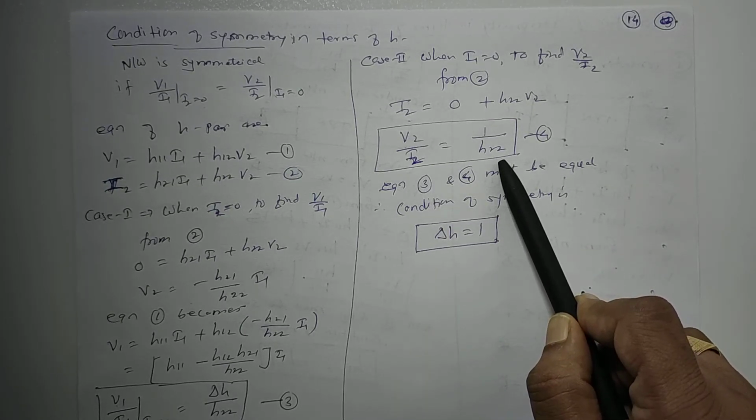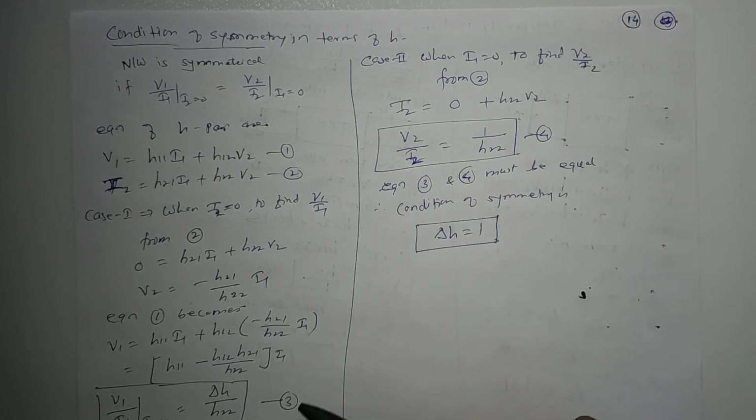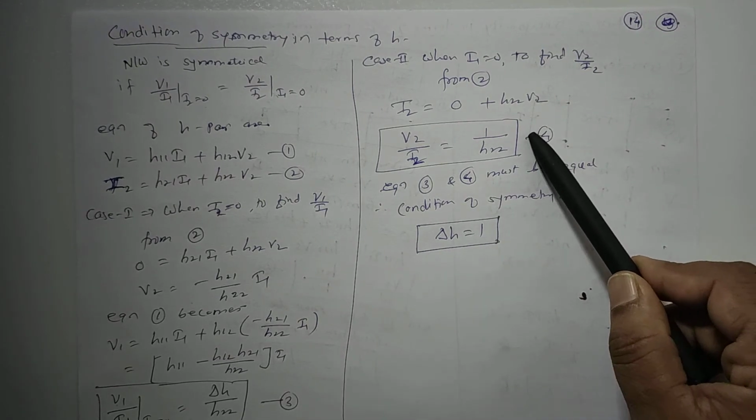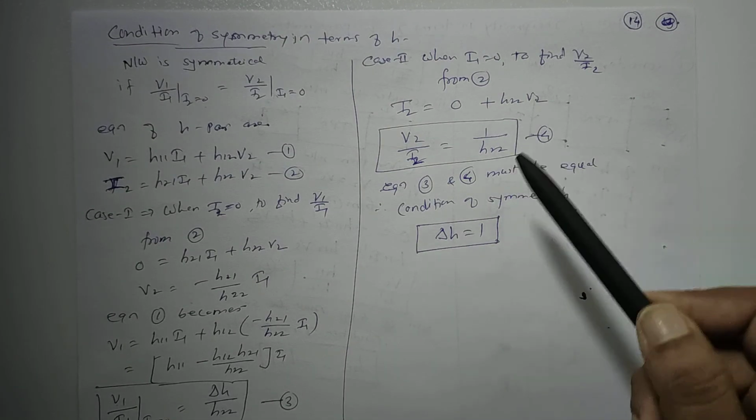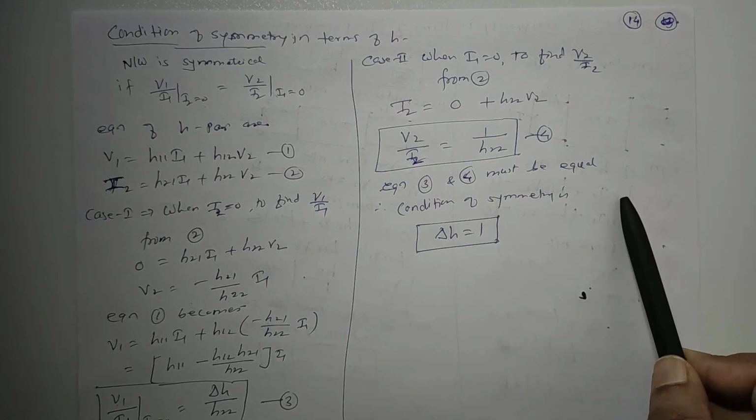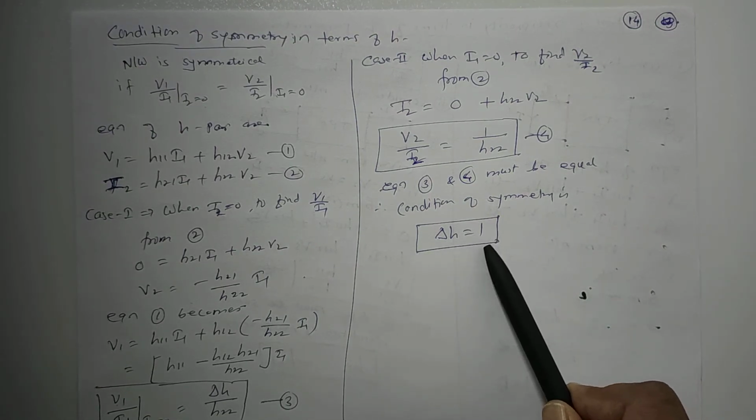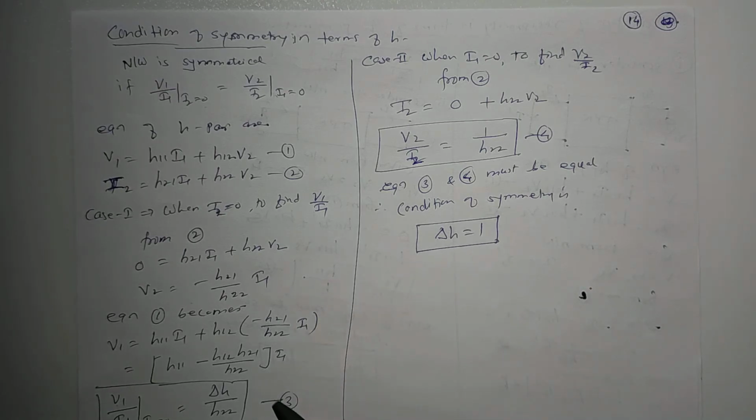Now the network is symmetrical only when equations 3 and 4 are equal. Equations 3 and 4 are equal only when this del H is equal to 1. So the condition of symmetry in terms of H parameter is del H should be equal to 1, that is, the determinant of the H parameter matrix must be equal to 1. In this way we have defined all four parameters: Z parameter, Y parameter, transmission parameter, and H parameter, and we have seen the condition of reciprocity and the condition of symmetry. Okay, thank you.